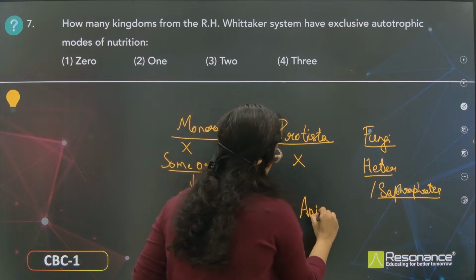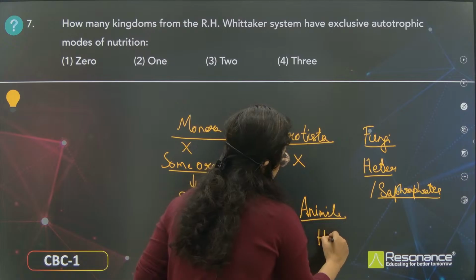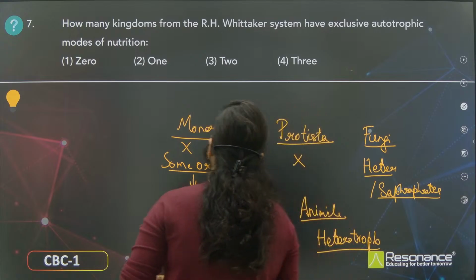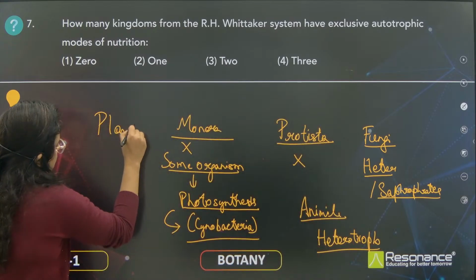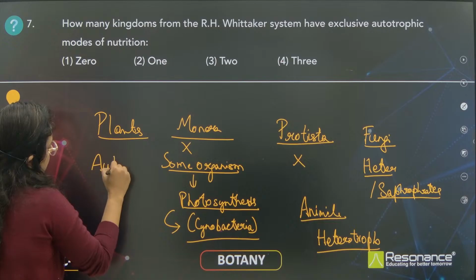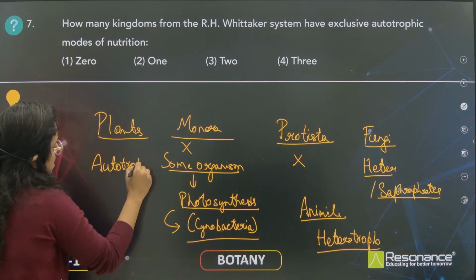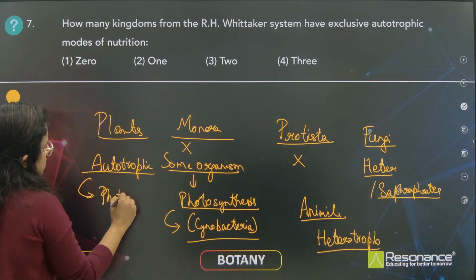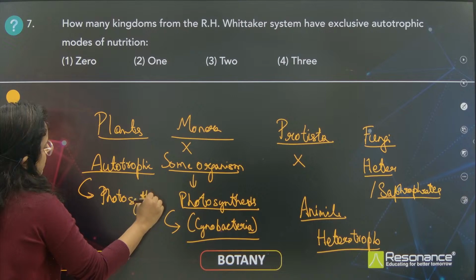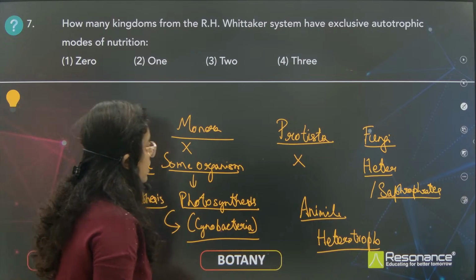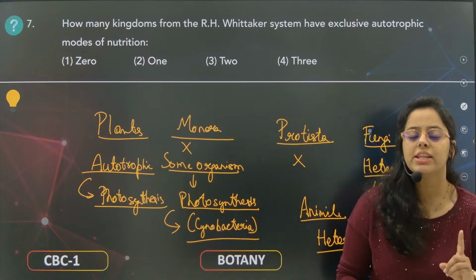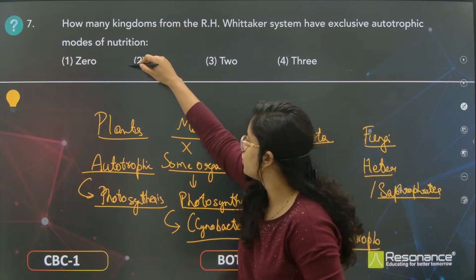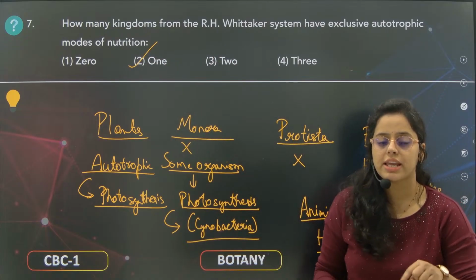Animalia, they are heterotrophs. Now coming to plants, in which the majority of organisms are autotrophic, which means they perform photosynthesis or chemosynthesis. So the answer over here is going to be 1. Only one kingdom, the plant kingdom, performs photosynthesis. So here the answer is going to be 1, which is the second option.